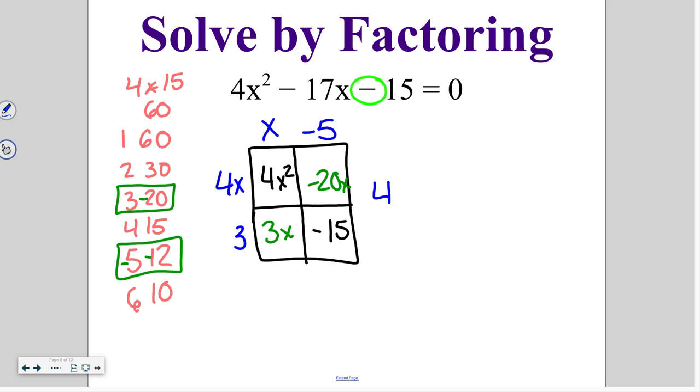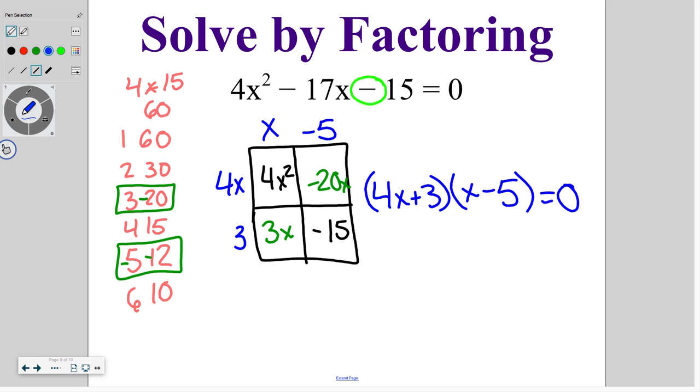So now we have our factor pairs of 4x minus 3 and x minus 5, or excuse me, 4x plus 3 and x minus 5. And those are both equal to 0. So now I have to go through and finish the solution portion of this problem, and that's to set each factor pair equal to 0.